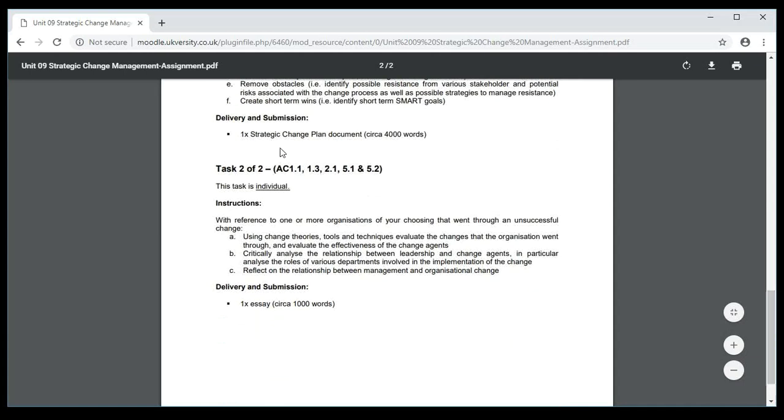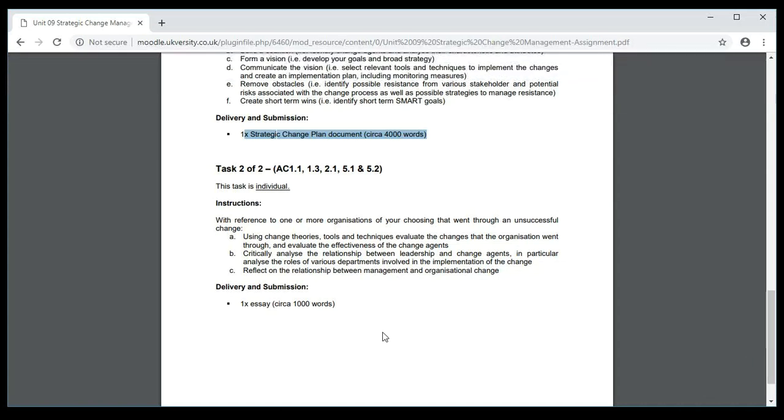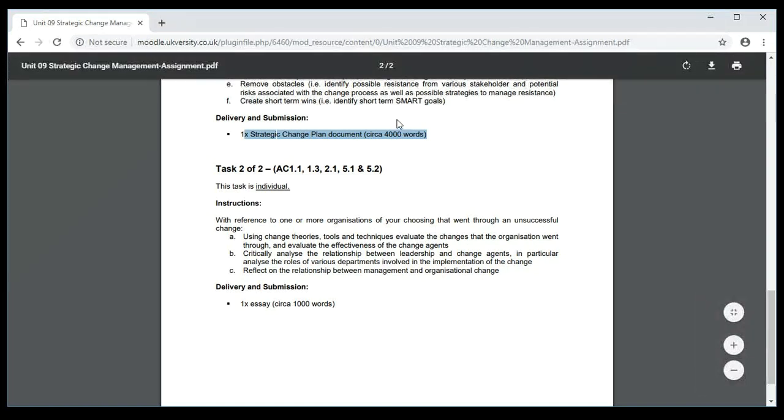Then task 2 needs to be one strategic change plan document. Whenever we make any plan, as we discussed in the first lesson, we need to look at the mission, vision, and corporate objectives. We need to do a market audit, an environmental audit, internal and external environment. We need to look at the legislation and the stakeholders, and then we can implement the change. We can discuss all of this and show it within the plan.